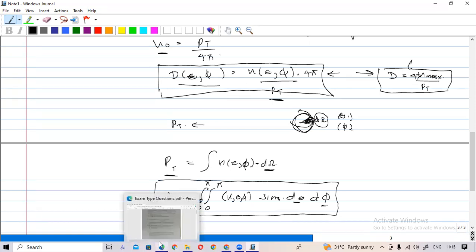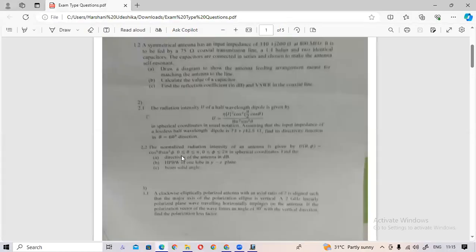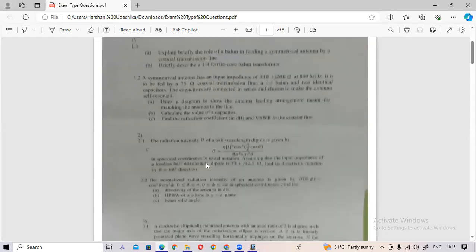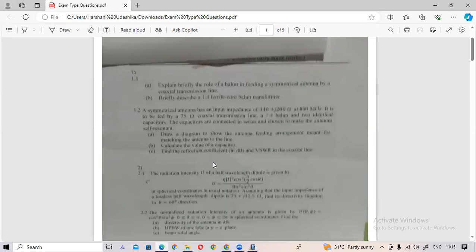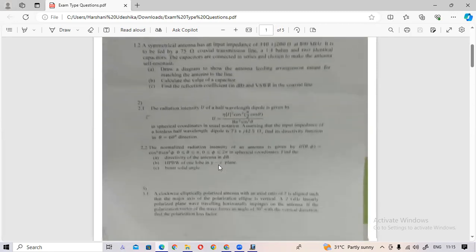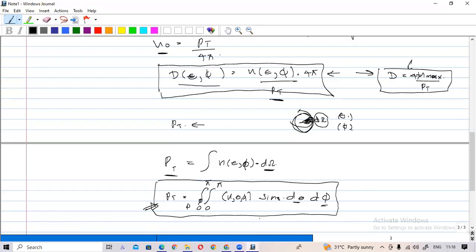But you can see that that method is proper for this question, for this part, because this is cos 6 theta, cos to the power 6 theta, sine square phi, and the theta and phi limits are also given. So you can do this integration very, very easily.